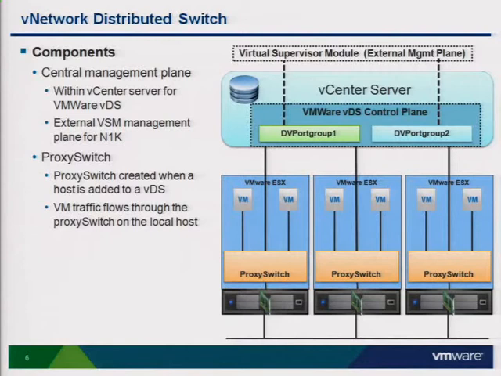Now, every time you add a host to VDS, there is a module that's loaded on each of these hosts. This module is called the proxy switch. This is a central concept in where switching actually happens. So you control your configuration through the management plane, but you actually switch your packets out through the data plane, and the data plane exists on each of the ESX hosts. So there is no operational dependence in terms of being able to switch VM packets out in the case of both the Nexus and the VMware VDS.